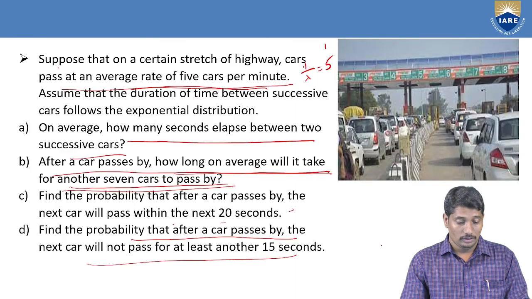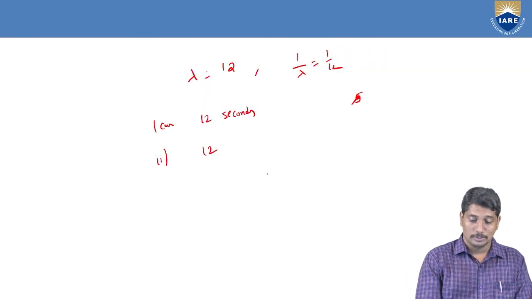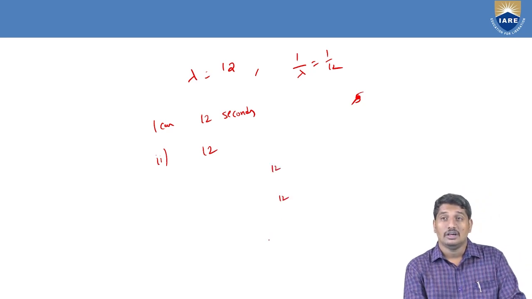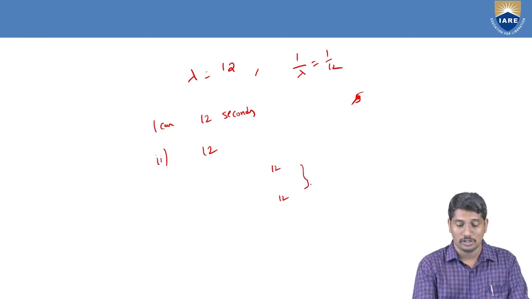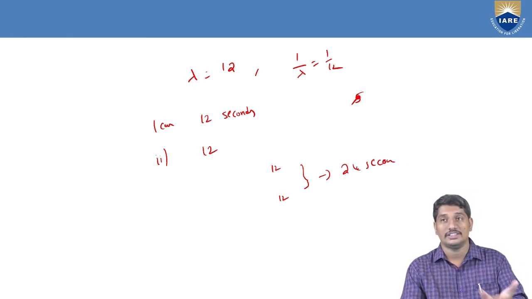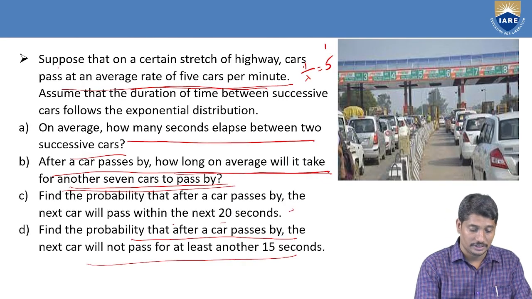And the first bit, on average, how many seconds elapse between two successive cars? That means first car 12 seconds, next car 12 seconds. They have to wait. So 12 plus 12 means a total of 24 seconds they have to wait on an average to complete both the cars being serviced. Okay. And the third question, very important. Third question.